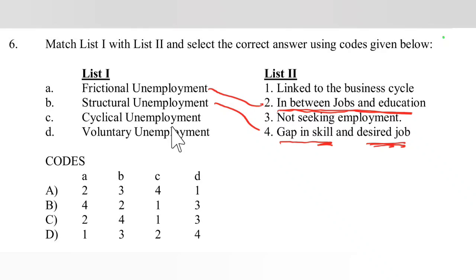Then cyclical unemployment means a change in the business cycle: in recession or depression time, people are not getting employed, so it is linked to the business cycle. Then voluntary unemployment means they are not interested in a job, not seeking employment. So the matching is A to B, C to 1, D to 3, option number C.